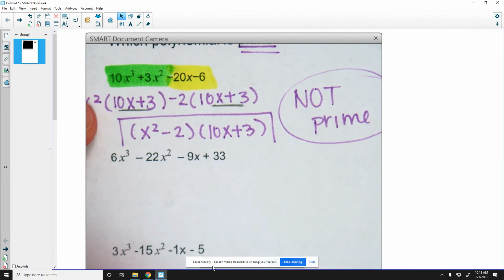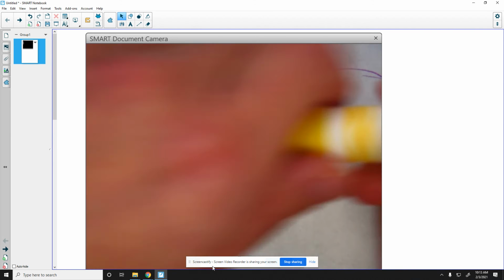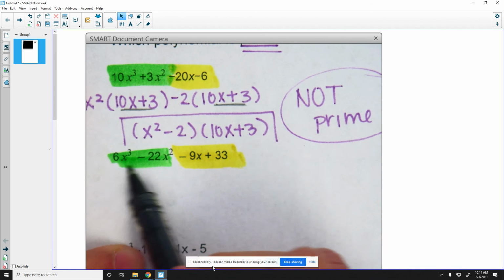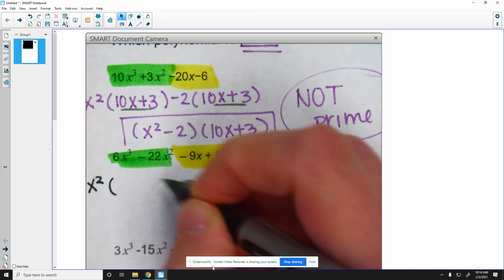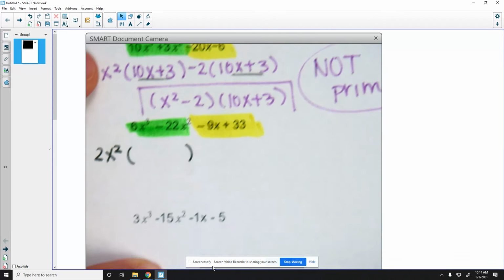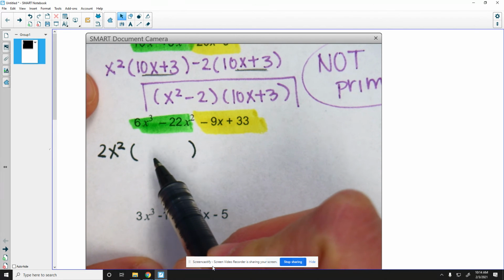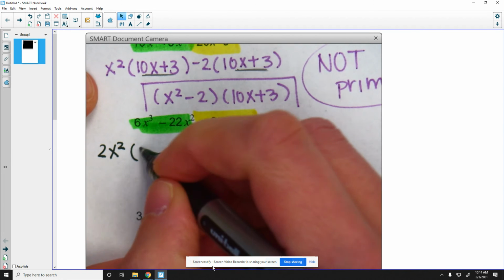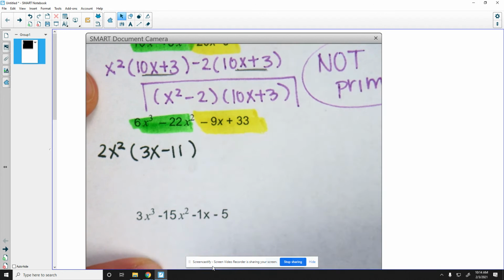Okay, so let's try the next one then. Let's see if we can factor this. So we have the first group, and then we have the second group. All right, so greens, what can I take out? 2x squared. All right, somebody online, can you tell us what's left over on the inside? 3x minus 11. Thank you.